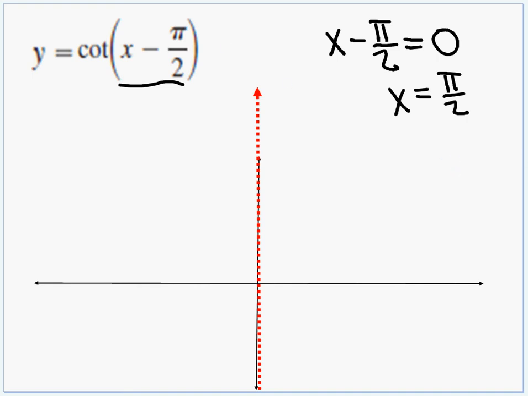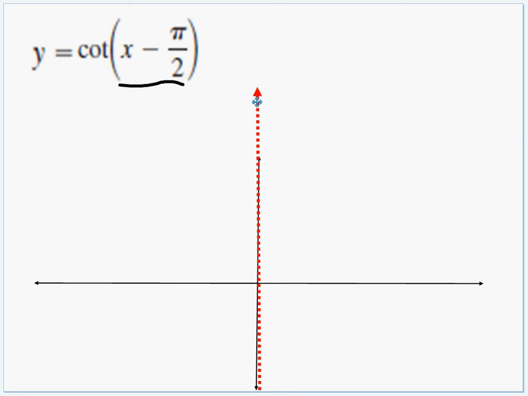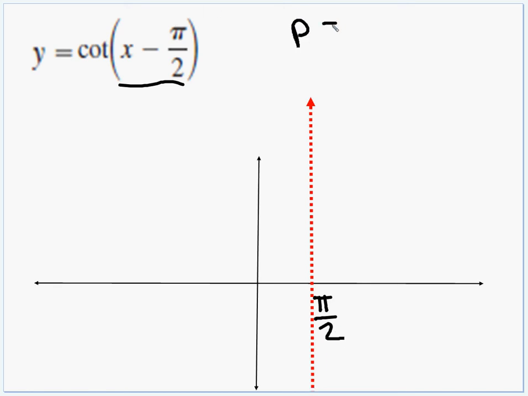Or another way to think about it is, remember when we were shifting any kind of a graph, if we're in there with the parenthesis with the x, a minus is a shift to the right. So this first vertical asymptote that used to be on the y-axis is now here. I'm going to go about this far. This is pi over 2. And we can find the period. The period is pi divided by the number in front of x. What number's in front of that x? Well, there's an implied 1. So the period is 1 pi.